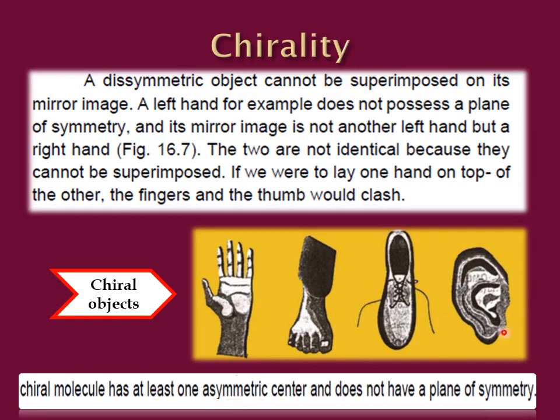A chiral molecule has at least one asymmetric center, meaning a center which is not going to provide you identical halves, and does not have a plane of symmetry, meaning a plane which could divide it into two equal halves. Such objects are called chiral objects.